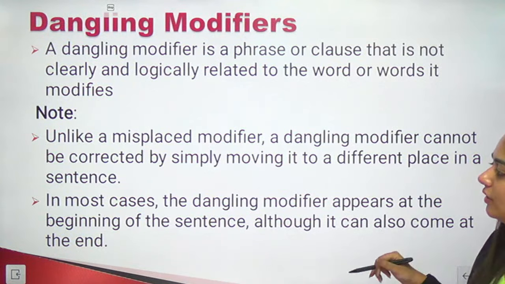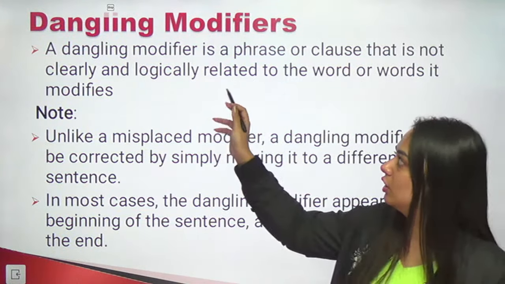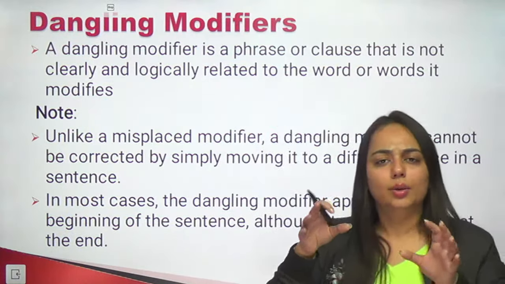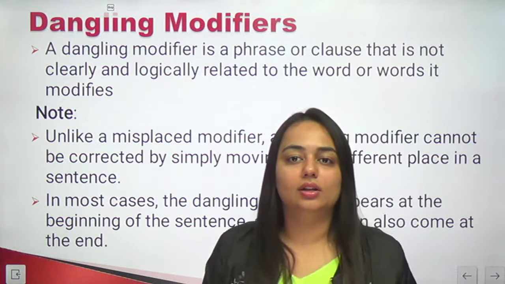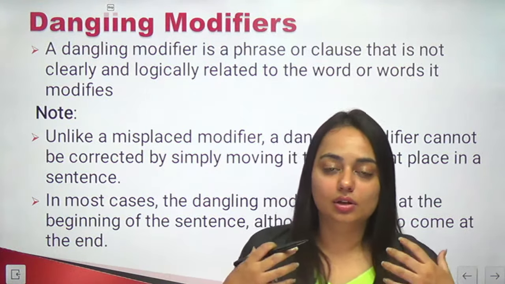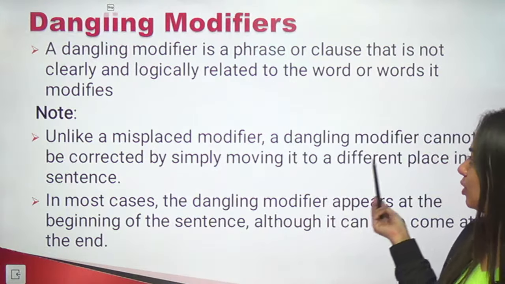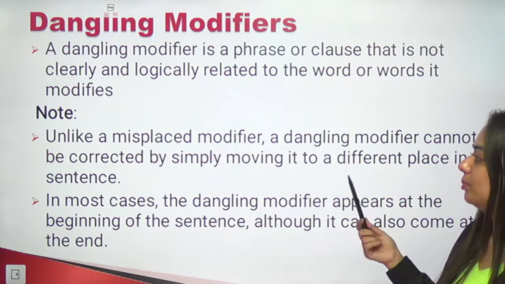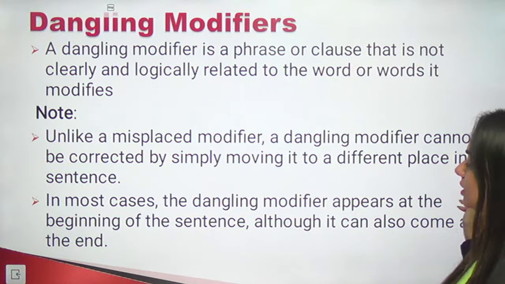Now, dangling modifier. A dangling modifier is a phrase or a clause that is not clearly or logically related to the word. Misplaced modifiers could be moved and the sentence could be corrected. But dangling modifiers are unnecessary. They create ambiguity. Avoid them as much as possible, right? Unlike a misplaced modifier, these modifiers cannot be corrected simply by moving them to a different place. So this is what it is, right?